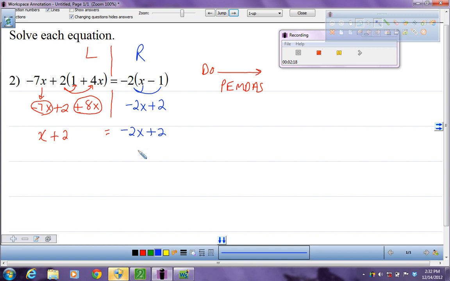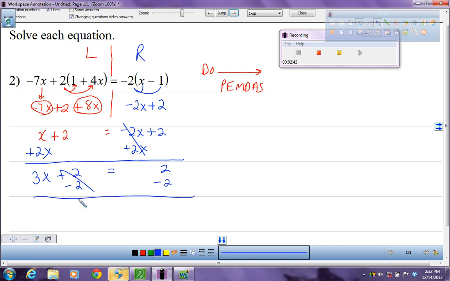Now I'm going to put the letters or the x's on the left and the constants on the right, and that's just to organize everything. Okay? So that gives me 3x plus 2 equals 2. And then I move the constant with the other constant. So you end up with 3x equals 0.